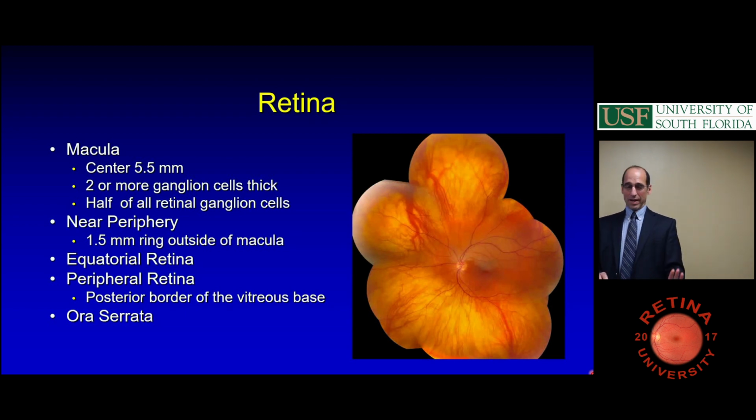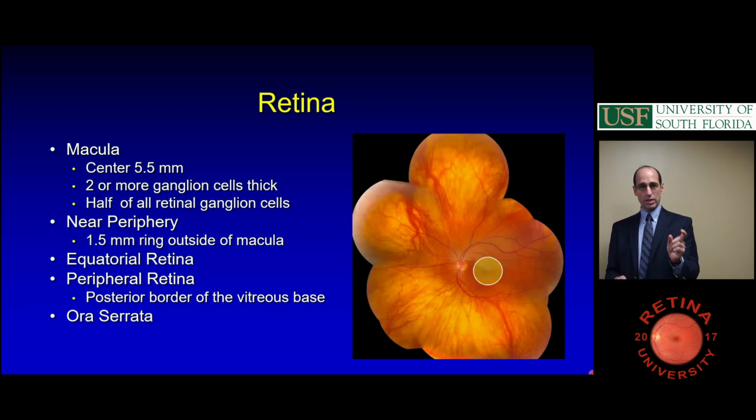So then we're getting to the retina. If you look at the retina face on, the macula is the center 5.5 millimeters, which is anatomically where there are two or more ganglion cells. That's super important. And half of all retinal ganglion cells are in the macula. So that's why the ganglion scans are going to become important for following glaucoma. And that's the macula. Someone told me it's the size of a nickel. I've never measured a nickel, but he tells his patients it's the size of a nickel.